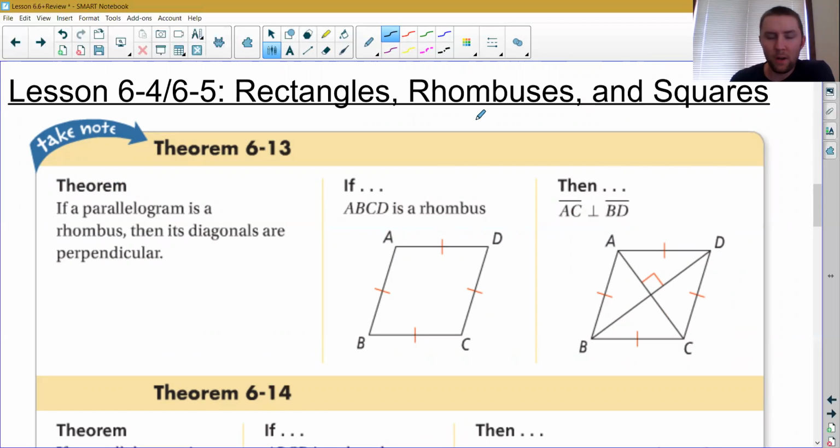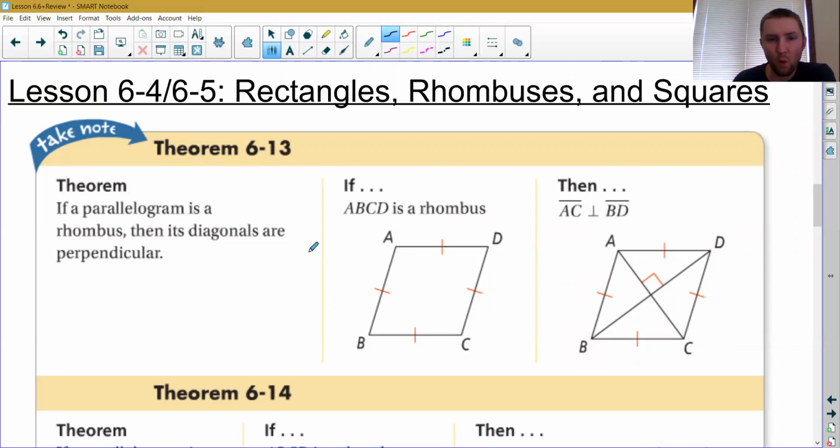Rectangles, rhombuses, and squares. So remember that by definition, a rhombus has 4 congruent sides. By definition, a rectangle has 4 right angles, 4 90-degree angles. And then a square has to be both of those things, a rectangle and a rhombus. And then we had a couple of properties for each one.